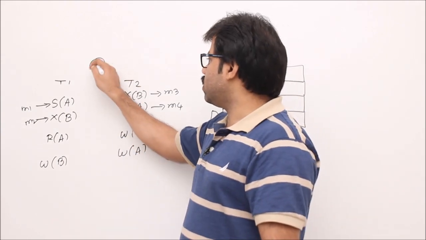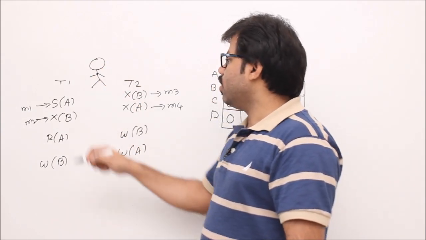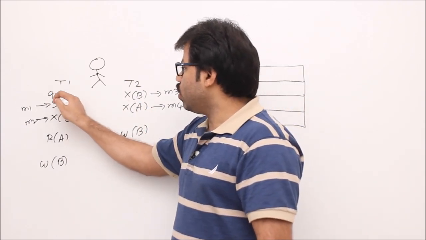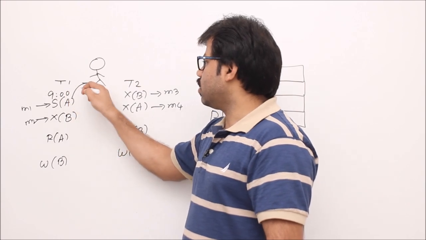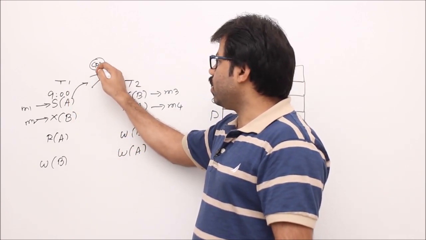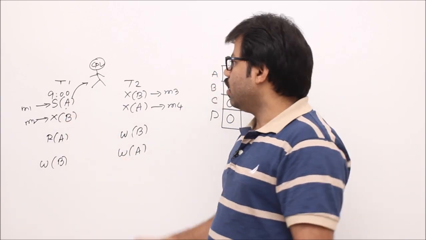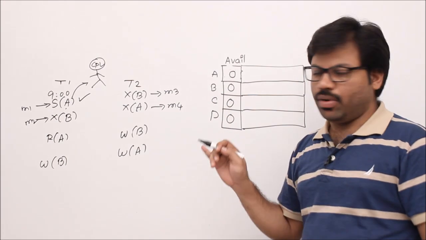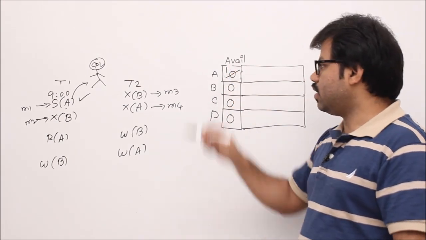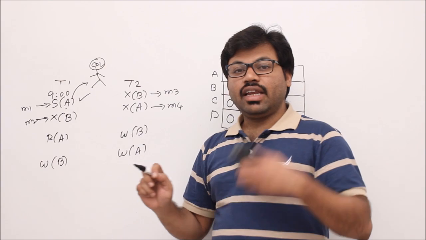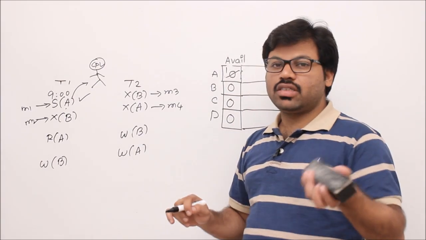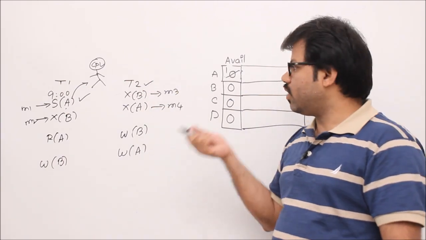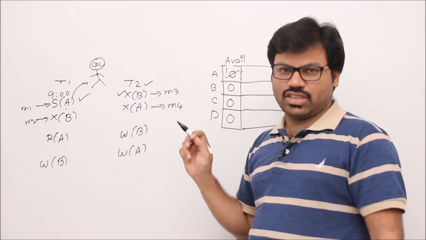So this is your processor. Every program is executed by the processor, correct? Assume that at 9 o'clock you are executing this instruction. Your processor is executing this one, shared lock of A. Once it is done, let's say it's successful. Assume that everything is available. So this will become 1. Then there may be a situation where your operating system has decided to take the transaction T2 for execution. If that happens, then X of B will be executed.